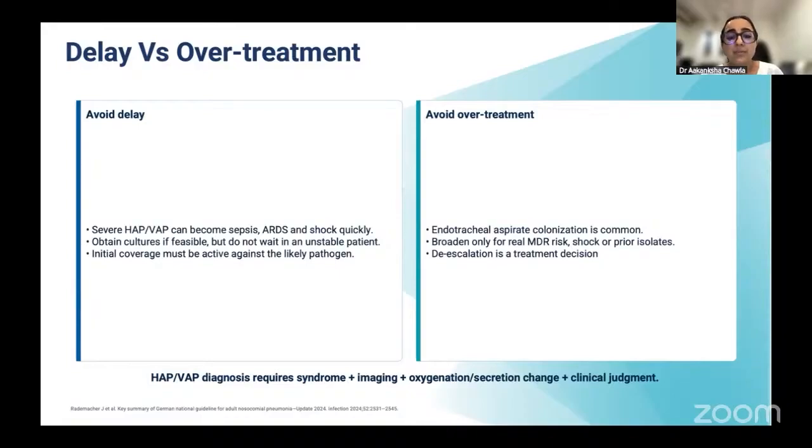Avoid over-treatment because endotracheal aspirates can have colonizers. So again, clinical correlation and patient's presentation matter. Broaden for real MDR risk only, and especially in patients who are in shock or have history of prior isolates. And of course, de-escalate appropriately.